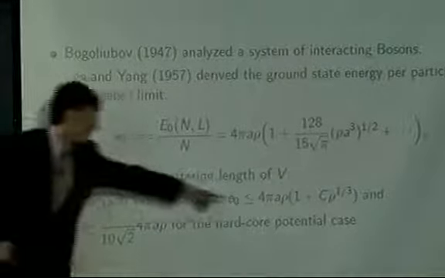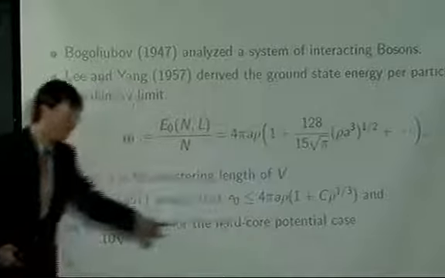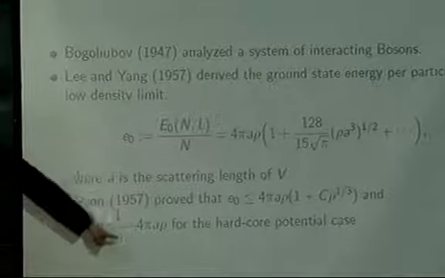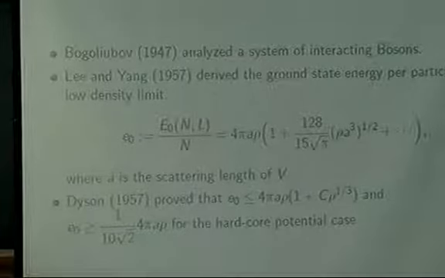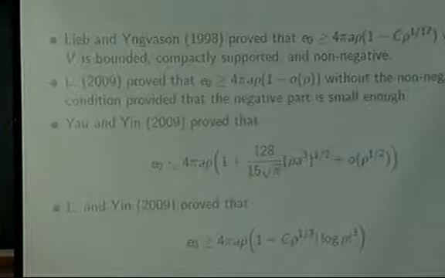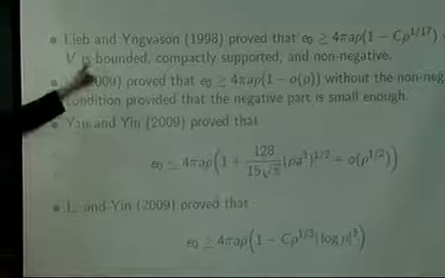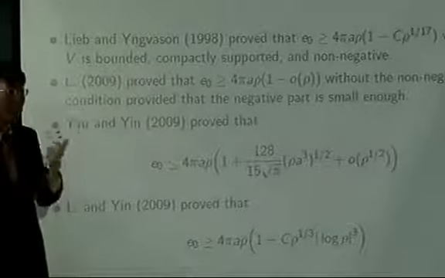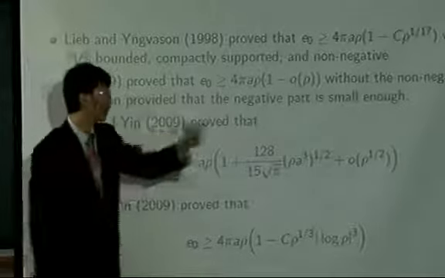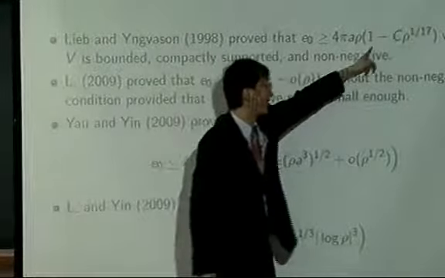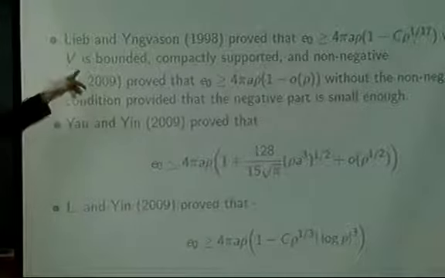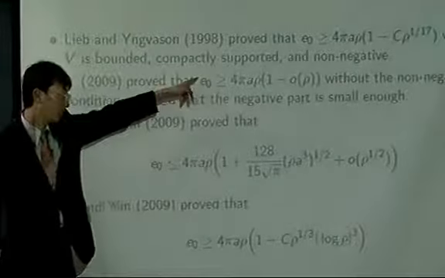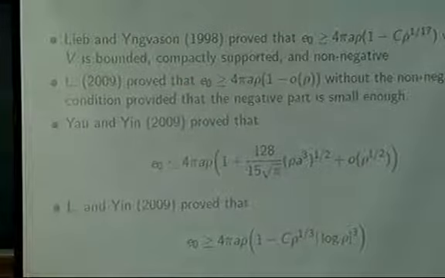And Dyson proved the upper bound correctly, and the lower bound is not good enough. Very small, very low. And almost 40 years later, Lieb and Yngvason proved the correct lower bound, like 4 pi rho times 1 minus some small factor. So, well, this is only for V bounded, compactly supported, and non-negative. So it really looks like this.